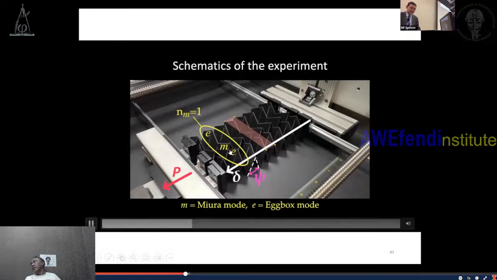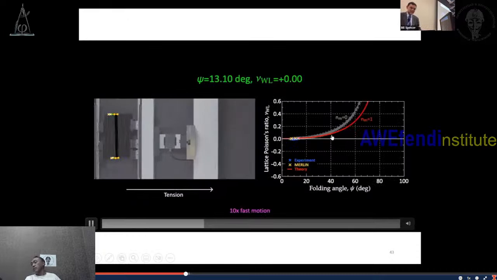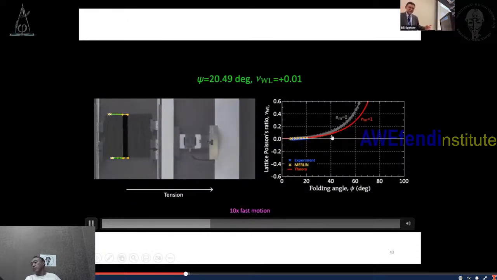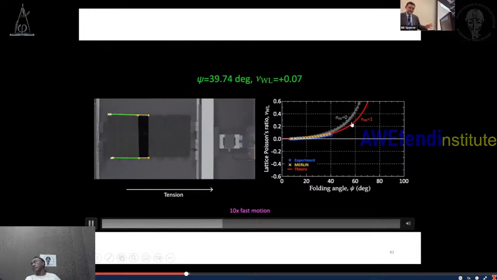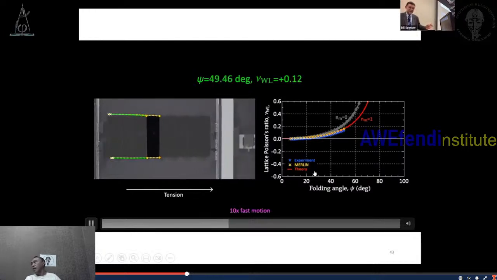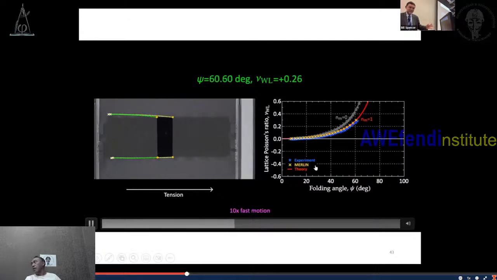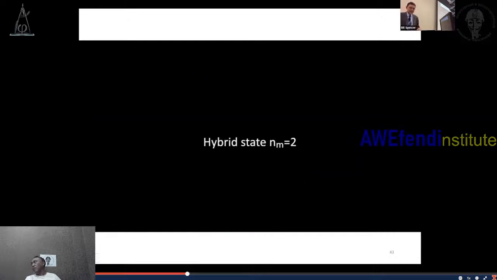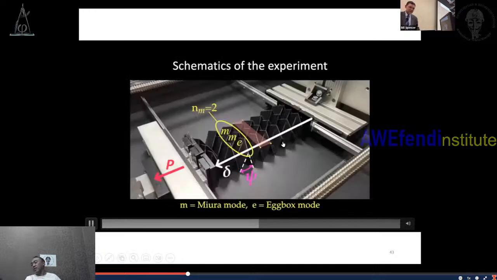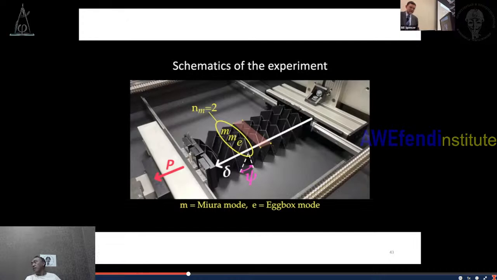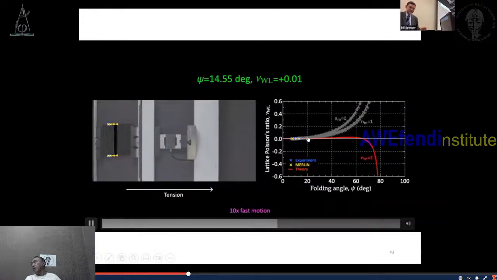And now we are going just to change one of the units here to be in the Miura mode. And you see, since the egg box dominates, then it's still positive Poisson ratio, but a different range, and the three sets of data, they match quite well: the experiment, the simulation, and the theory. Finally, not finally, almost there, we have two Miura units now. And these are the results that we get.